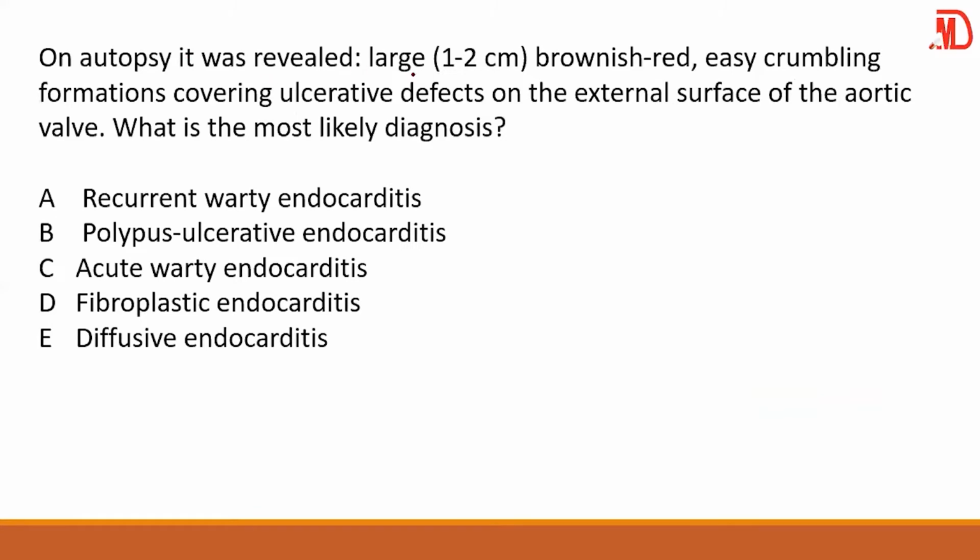On autopsy, it was revealed a large brownish red, easily crumbling formation covering ulcerative defects on the external surface of the aortic valve. What is your most likely diagnosis? Over here, they've already told you. First of all, it's taking place in the heart, so definitely we are talking about a problem with the heart. So we have endocarditis. Then we have ulcer formation. So even without knowing, you definitely know this is a polypous ulcerative endocarditis.